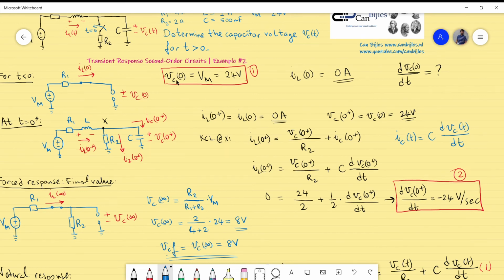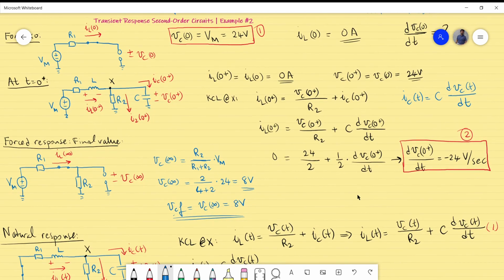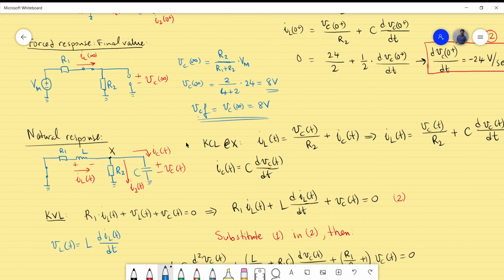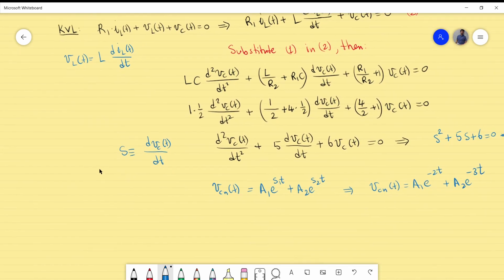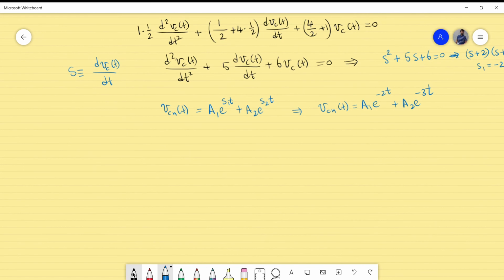So you fill in 0 in the expression for the total solution, evaluate it at 0, and equate it to 24. And of course, you will also do the calculation for the condition where the derivative of the voltage is equal to minus 24. So you need to also differentiate your expression for the total capacitor voltage. Let me write down the total solution first.